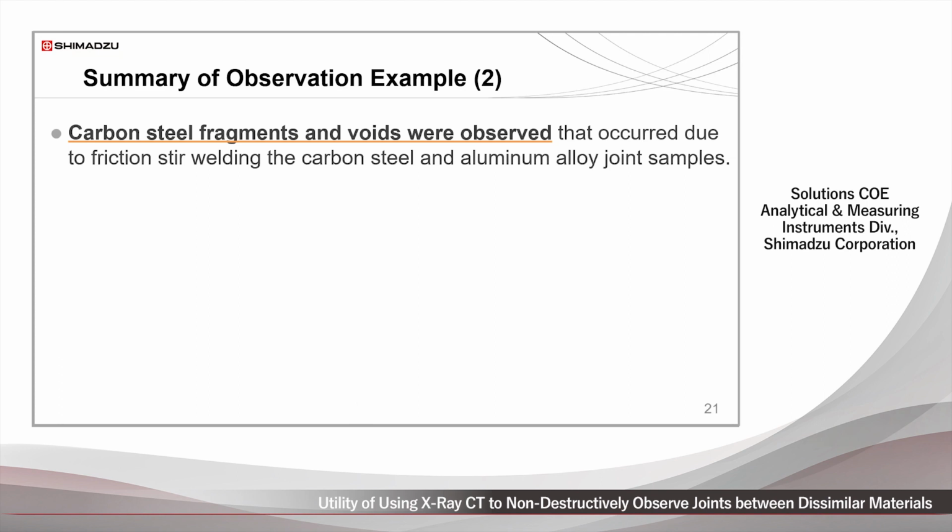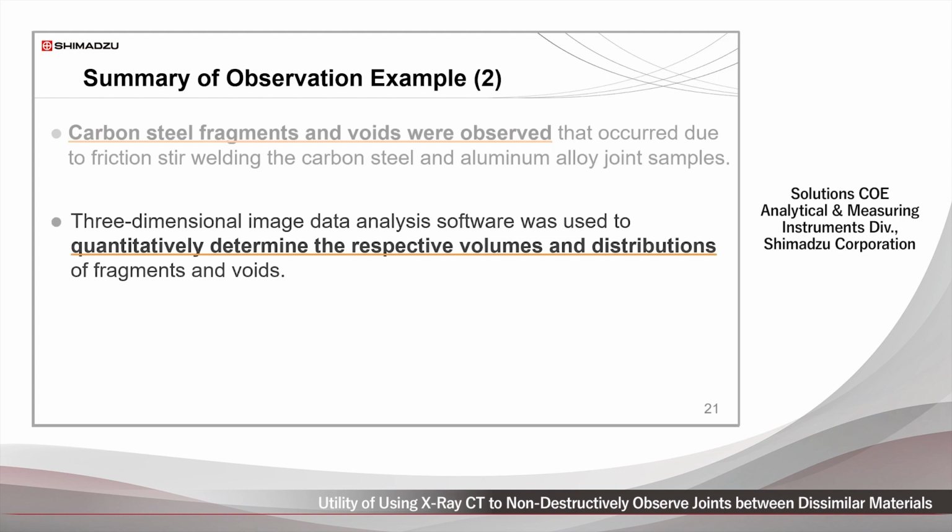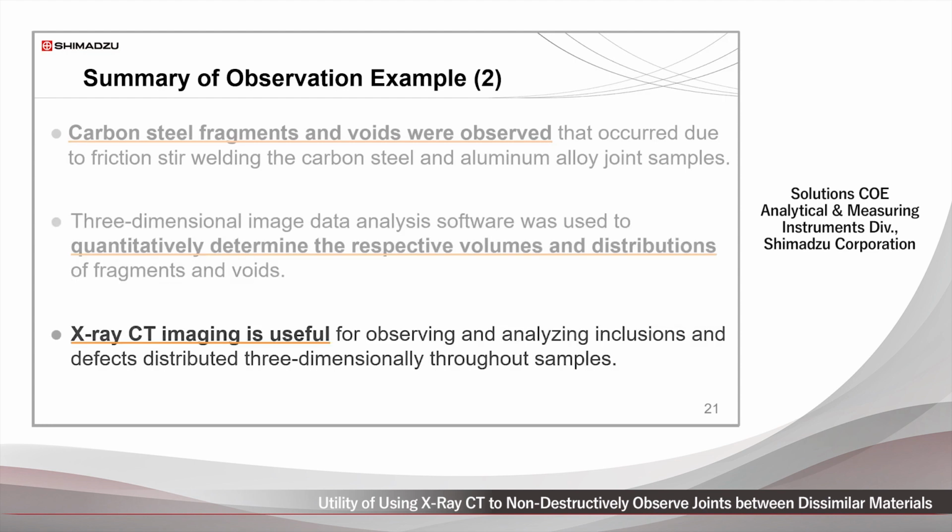This is a summary of observation example 2. Carbon-steel fragments and voids were observed that occurred due to friction stir welding carbon-steel and aluminum alloy joint samples. Three-dimensional image data analysis software was used to analyze the fragments and voids to quantitatively determine their respective volumes and distributions. As indicated by the testing described above, X-ray CT imaging is clearly useful for observing or analyzing inclusions and defects distributed three-dimensionally throughout samples.